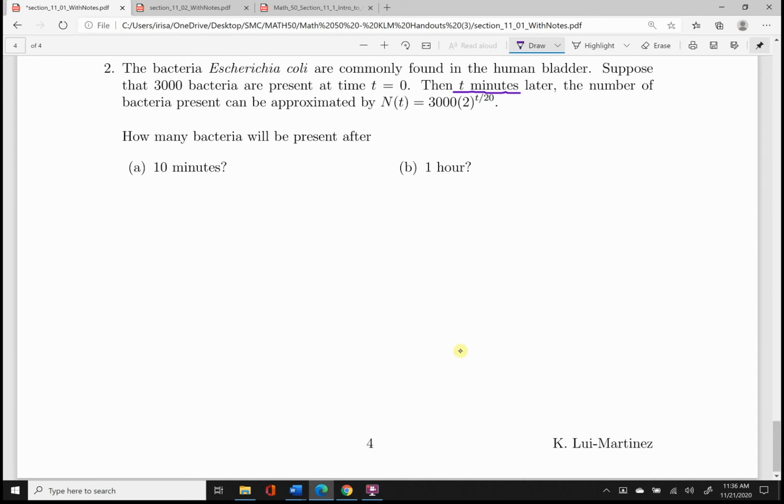Not that you need to know about the structure, basically. You're not going to be asked to come up with these functions. You're just going to be given them and be able to work with them. So we want to see how many bacteria are present after 10 minutes. So that means that t equals 10. And then after 1 hour, t is going to equal, well, how many minutes are in 1 hour? 60. Okay, so cool. So let's go ahead and plug this in.